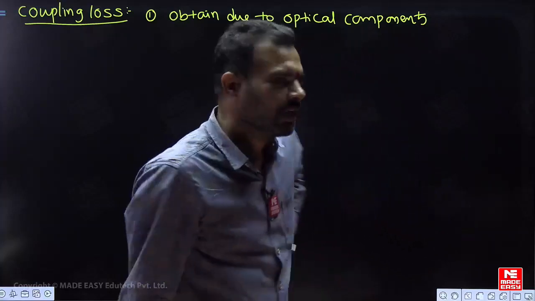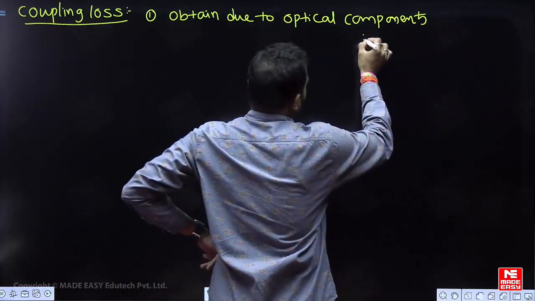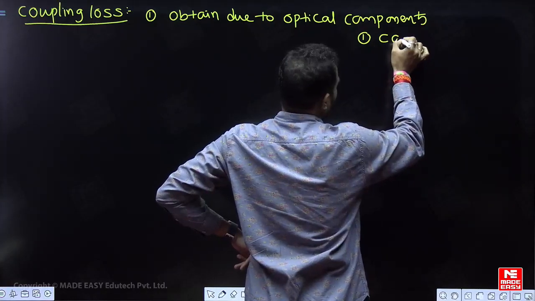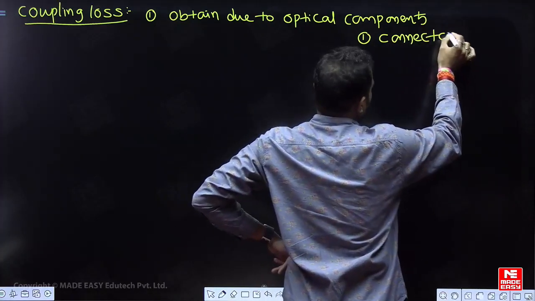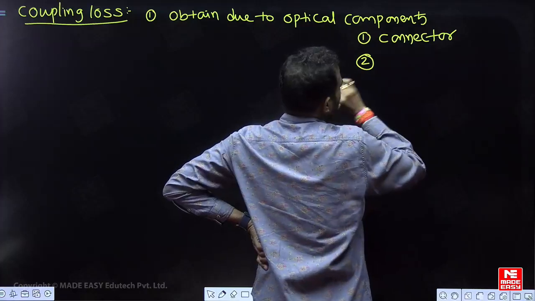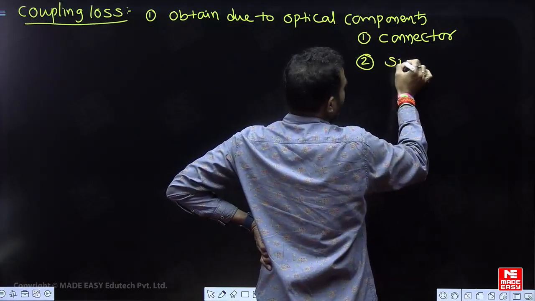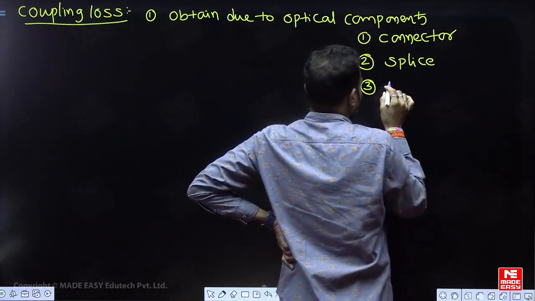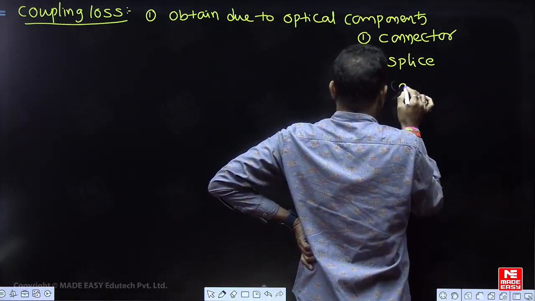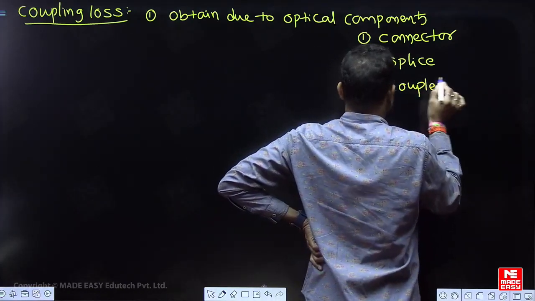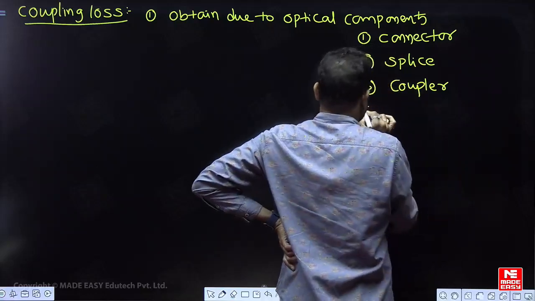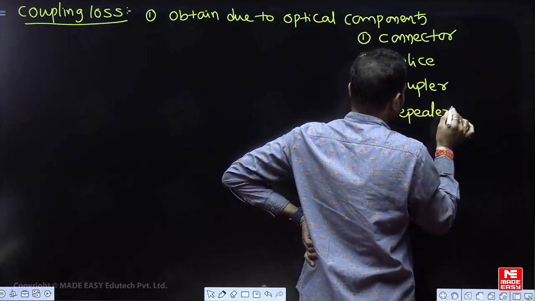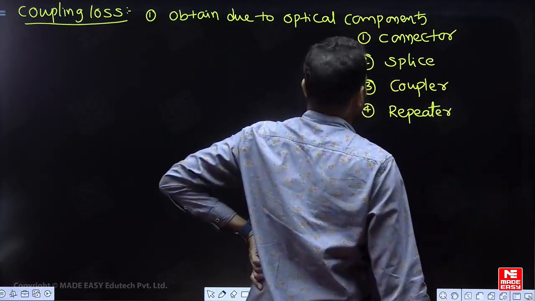Now, just see here, the first component is the connector. The second one is nothing but the splice. The third one we can call the coupler. The fourth one is called the repeater.